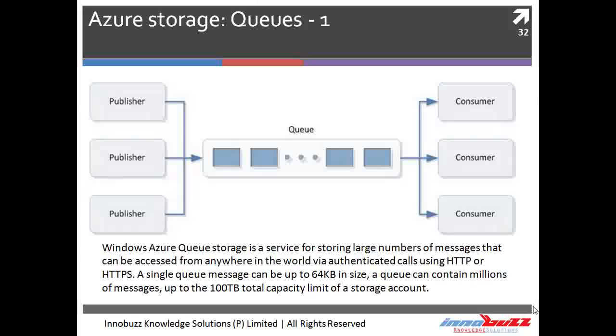A single queue message can be up to 64 KB in size. A queue can contain millions of messages, up to the 100 terabyte total capacity limit of a storage account. So it's really a lot. 100 terabytes. It's a lot.